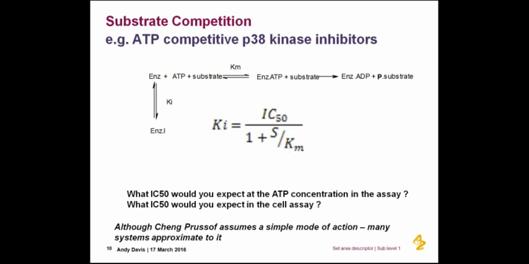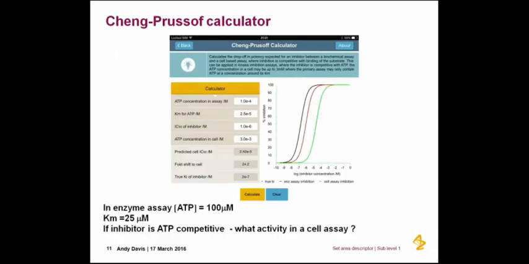So we can think about this in terms of a simple substrate competition way, and the Cheng-Prusoff equation describes that mathematically. One of the first apps we wrote was one that enables us to understand differences in activity in substrate competition experiments. In this case, for P38 and these compounds, our assay was run at 100 micromolar ATP. We know the Km for ATP at P38 is 25 micromolar. So putting in the activity of our compound in our enzyme assay, we can then predict what the activity would be in our cell assay, where the ATP concentration is around 3 millimolar or something.